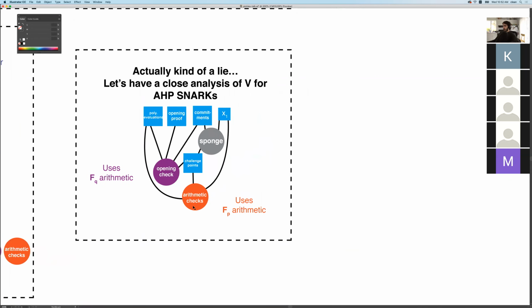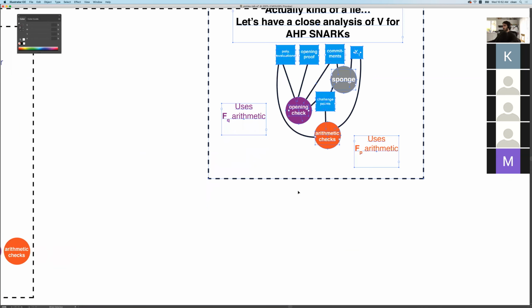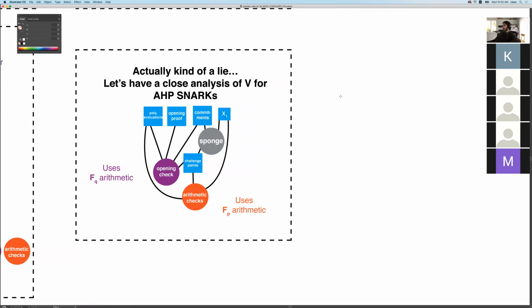We're going to have two elliptic curves, I guess. I'll just draw them. So we're going to have one elliptic curve, which is defined over a field F_p.